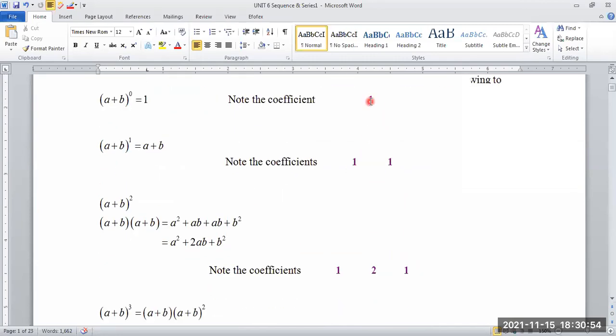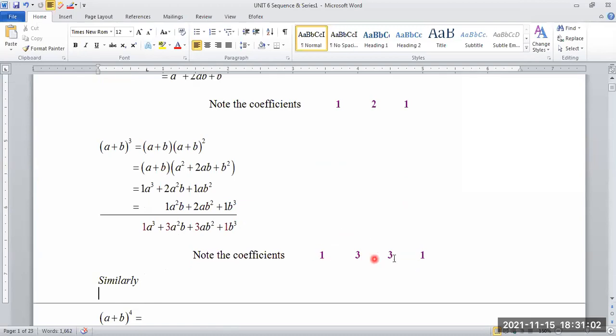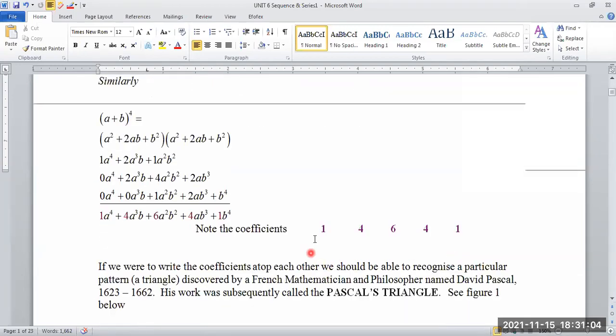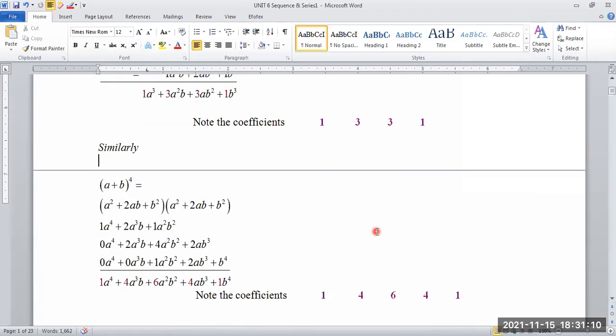So what is happening? This is 1. I don't know if you can see a pyramid coming up. 1, 1, 1, 1, 2, 1. And then if you follow that, you see 1, 3, 3, 1. And you go back 1, 4, 6, 4. Can you see the pyramid forming? Yes, sir. All right. So work with me.